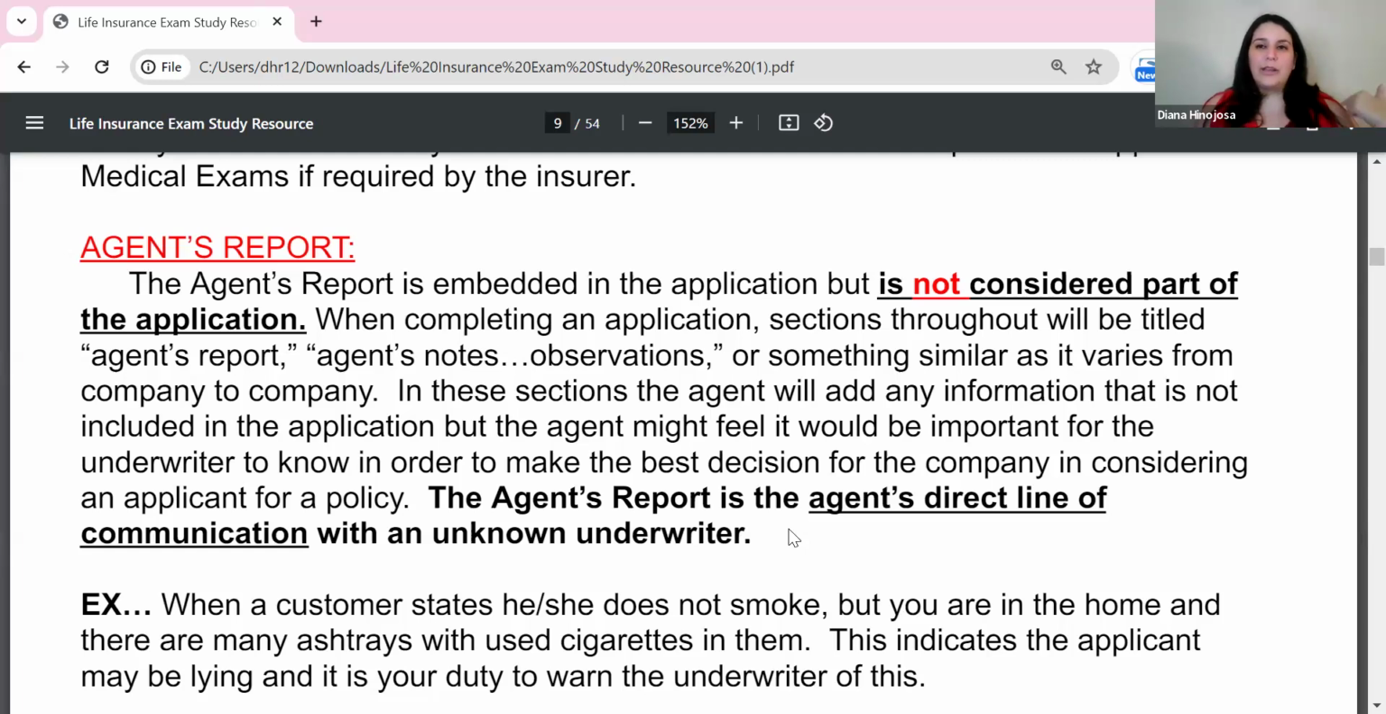One, to protect us so we cover our butts. Two, for us to give whatever bit of information we feel is important for the underwriter to know or maybe to look into. All right.